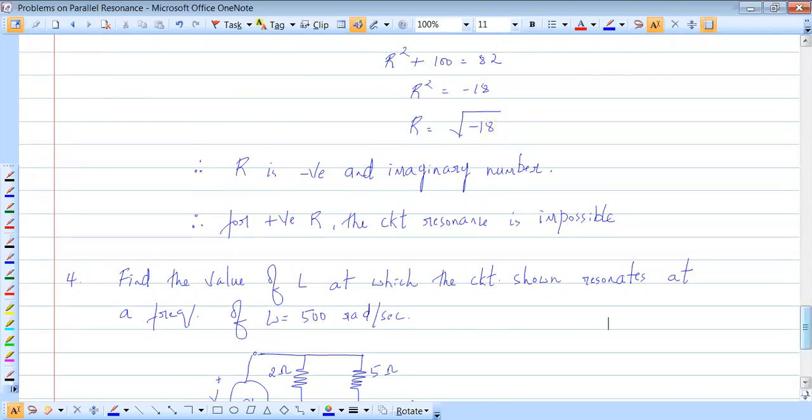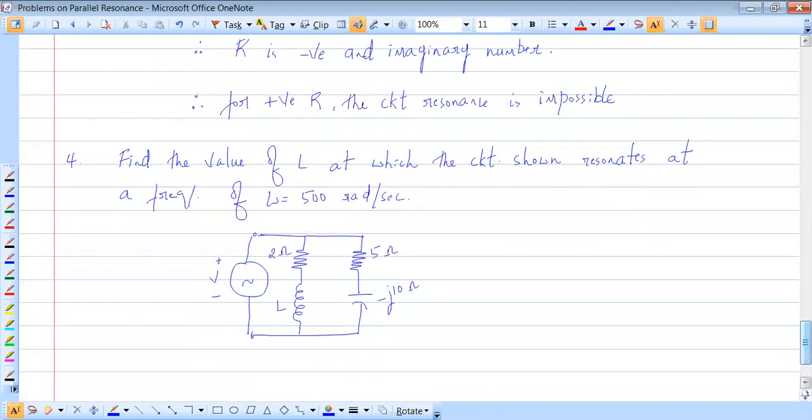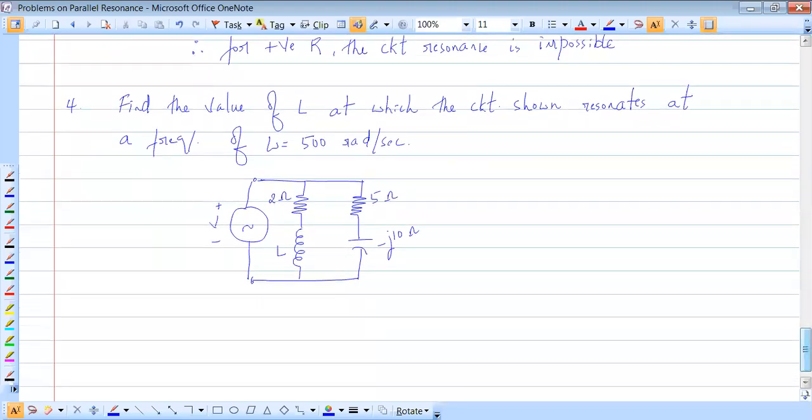Now in a similar problem, what they're asking us is to find out the value of L at which the circuit resonates. The frequency they have given to be 500 radians per second. Now, like the previous problem, let's consider the condition for resonance.